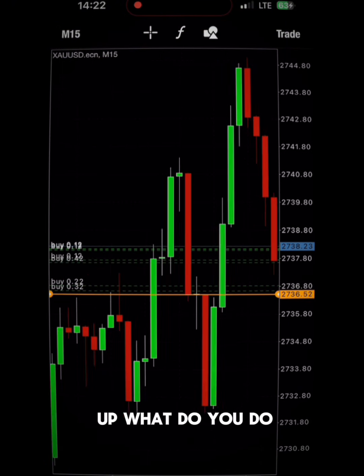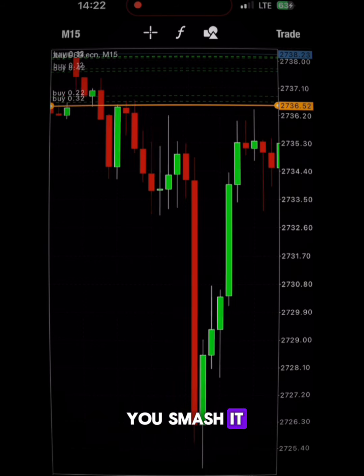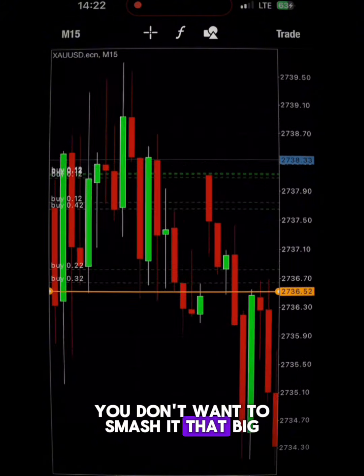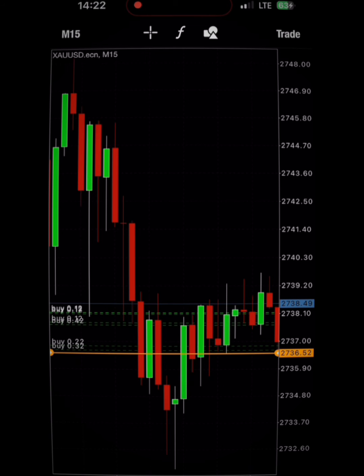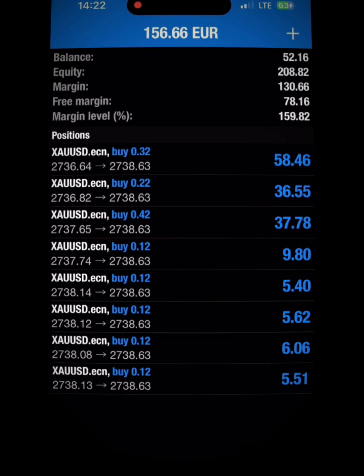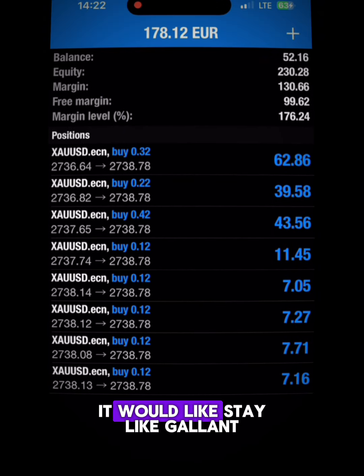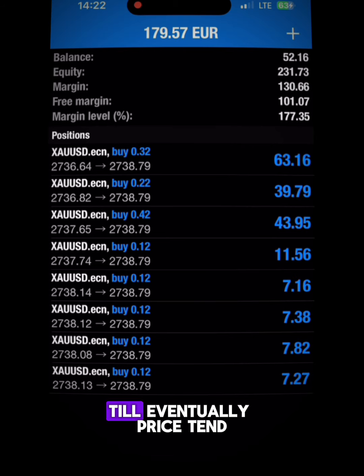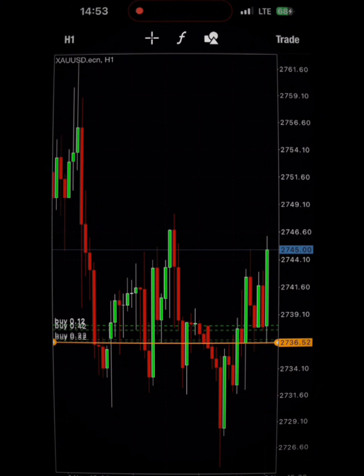If you just go up, you enter, you smash it. I don't want to smash it that big. I don't want the one down to be smaller than the one up. Instead, the one up should be smaller than the one down. So if there is a pullback, there's a high probability that the one down would foot the loss, and it will stay like that till eventually price tends to go up. That's literally it. And if you have done that, you can see insane results right here.